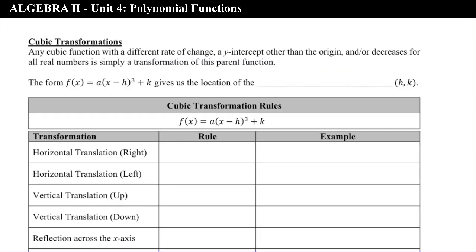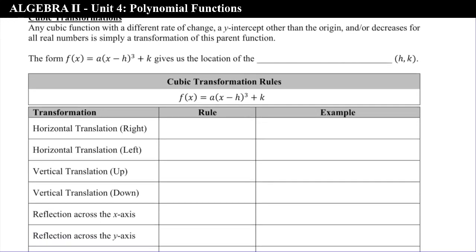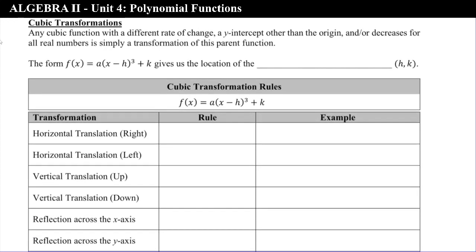All right, well now let's talk about some cubic transformations. The nice thing is if you know absolute value transformations and you know quadratic transformations, this part should be fairly easy for you, okay? Because the transformations behave pretty much like those other two function types. The only difference is we don't have a vertex in a cubic function.